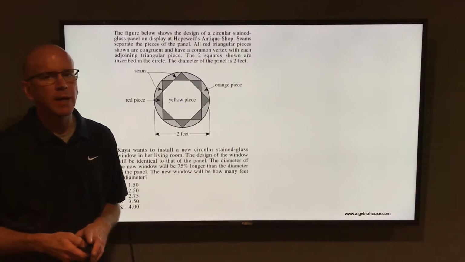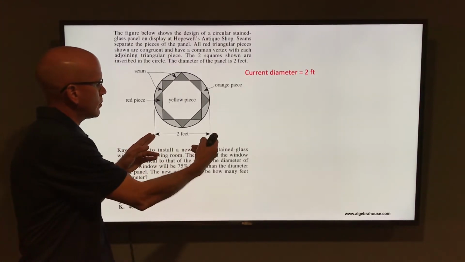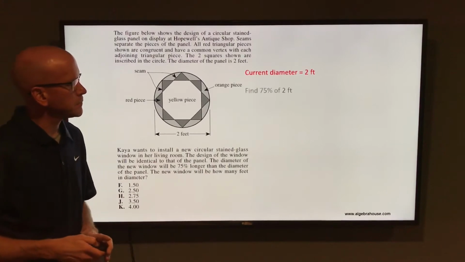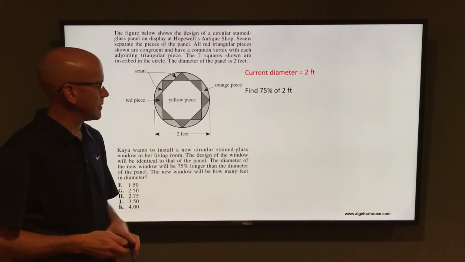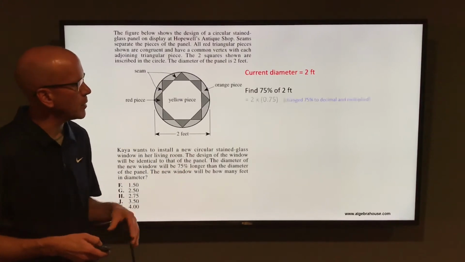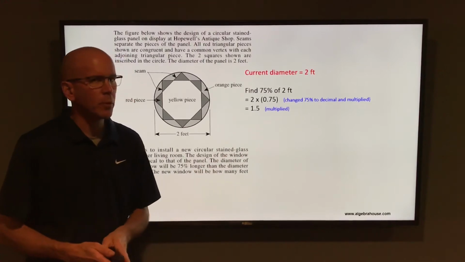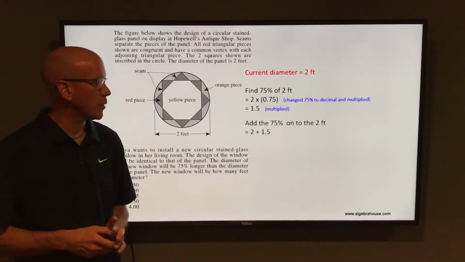So you're looking for the new diameter of the window in feet. The current diameter right now, of course, is 2 feet. That's from the drawing. You need to find 75% of that. So finding 75% of 2, you can do whatever you want, but I would multiply 2 by 0.75, and that will give you 75% of 2, which is 1.5. So 75% is 1.5 feet.